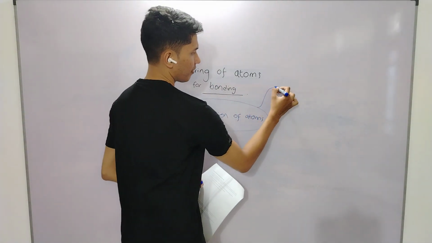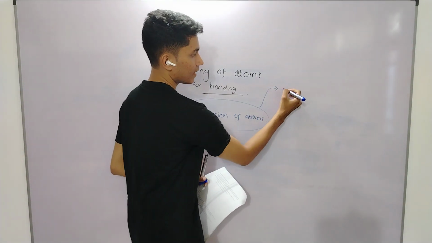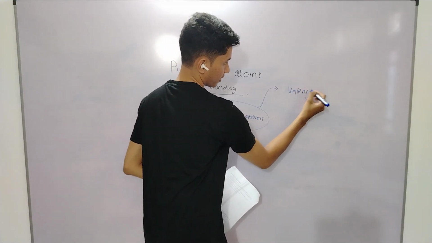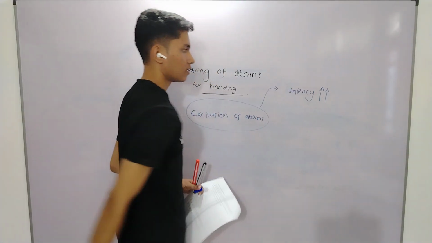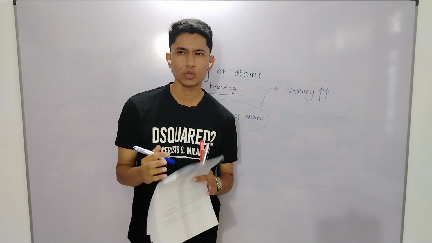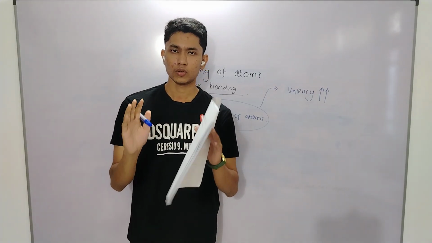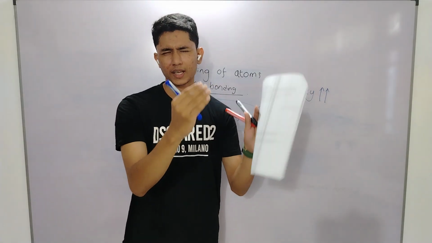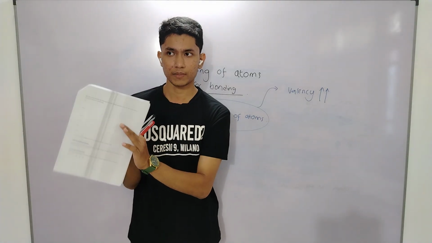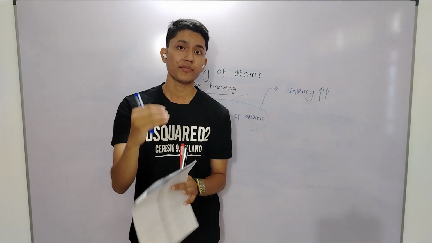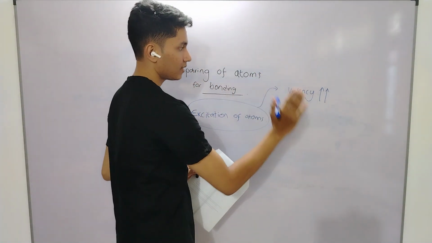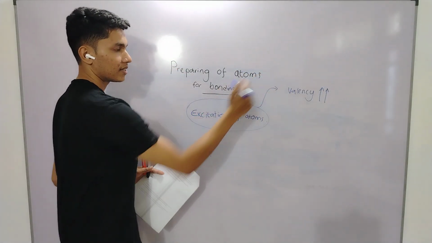Now, excitation of atoms means we are increasing its valency. Okay, you know valency from the first unit. We are increasing the valency so that, let's say, an atom that usually forms only 3 bonds with its electronic configuration can form multiple bonds by excitation. So basically, excitation of atoms means we are increasing the valency.